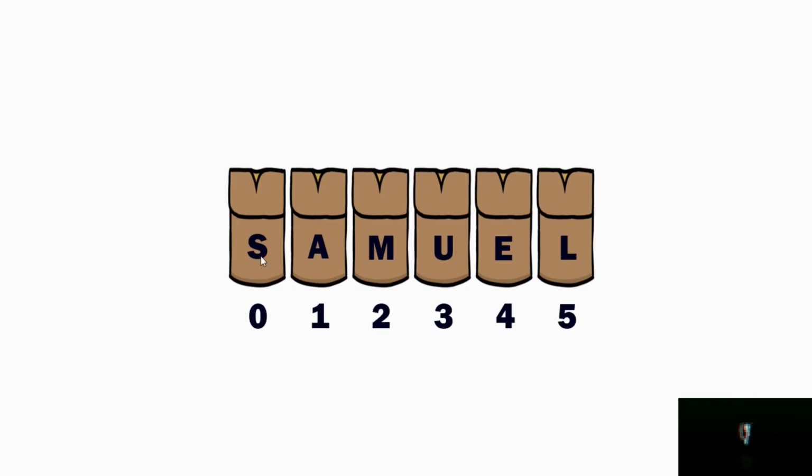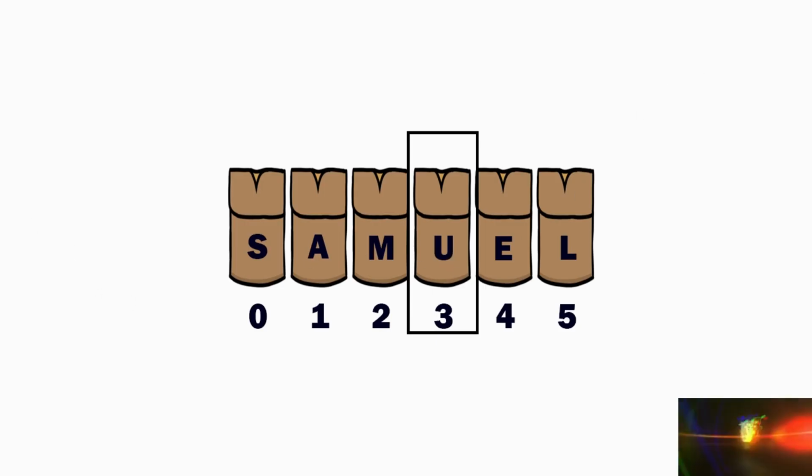So if I were to begin counting, I begin with the 0 part of the number line and go up this way. So if I wanted S, its index is 0. If I wanted A, its index is 1, M, U, E, L, and so on. So if I were to slice out the U, I would use index 3.